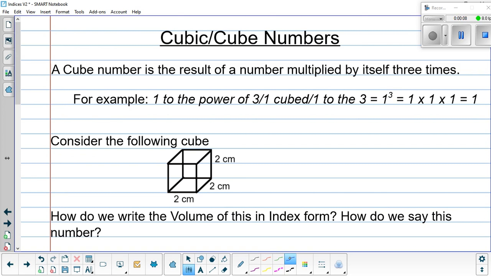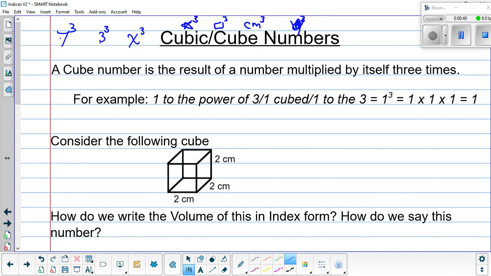We're looking at cubic and cube numbers inside the topic of indices. Just like a square number was represented with a little 2 up top, cube numbers have anything where we have a 3 up top. So we could have x cubed, 3 cubed, 7 cubed, star cubed, box cubed, centimeters cubed.